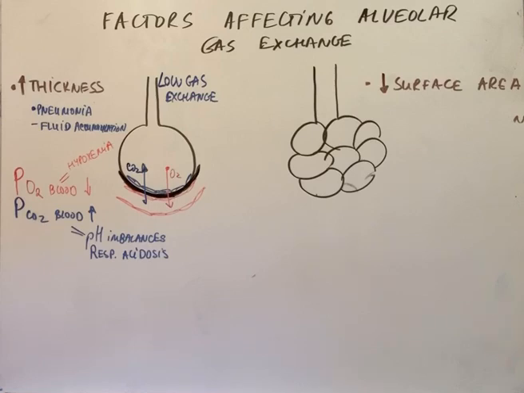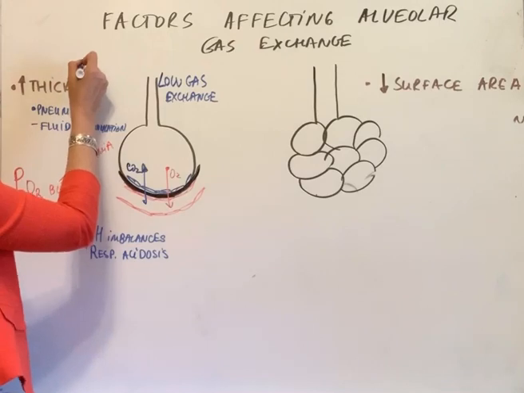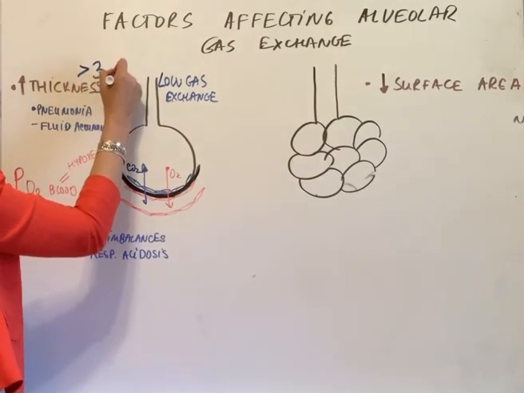So how thick should the respiratory membrane be for us to start seeing this low gas exchange? We know that normally it is between 0.5 to 1, so really we're talking about an increase in thickness over 3 micrometers.